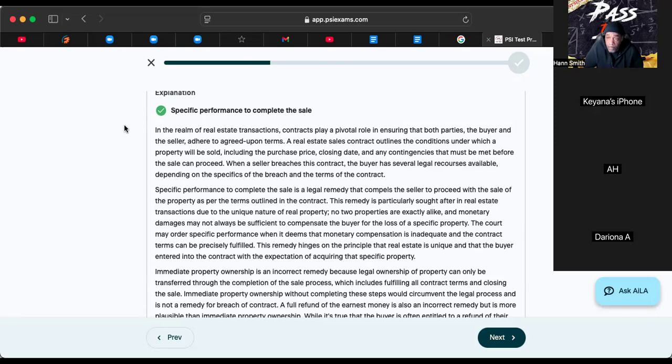Study specific performance and remedies if someone breaches. This remedy is particularly sought after in real estate transactions due to the unique nature of real property. No two properties are exactly alike, and monetary damages may not always be sufficient to compensate the buyer for the loss of a specific property. The court may order specific performance when it deems that monetary compensation is inadequate and that the contract terms can be precisely fulfilled. The remedy hinges on the principle that real estate is unique and that the buyer entered into a contract with the expectations of acquiring that specific property.